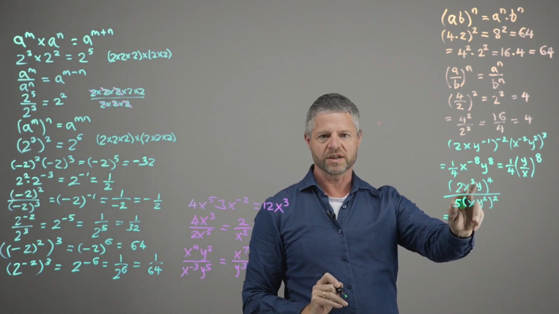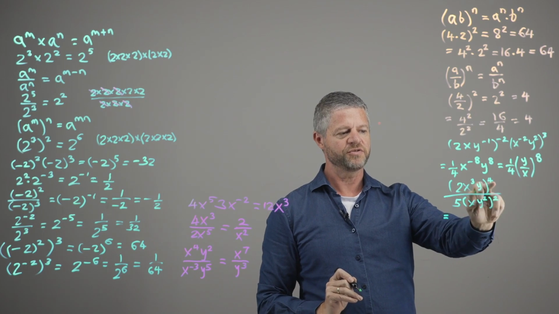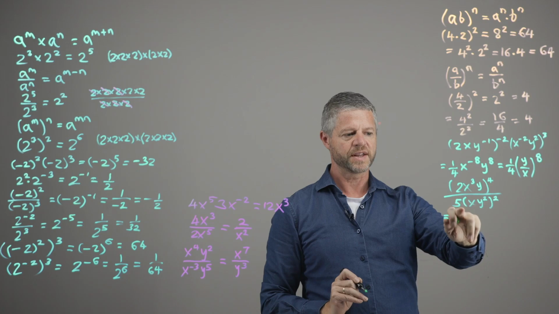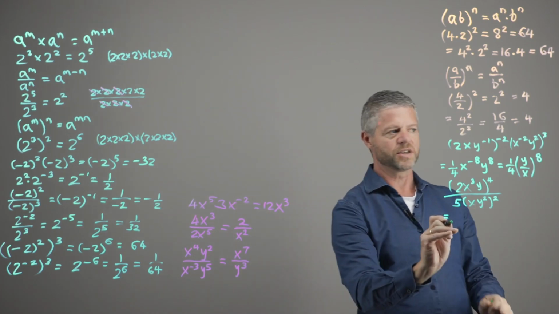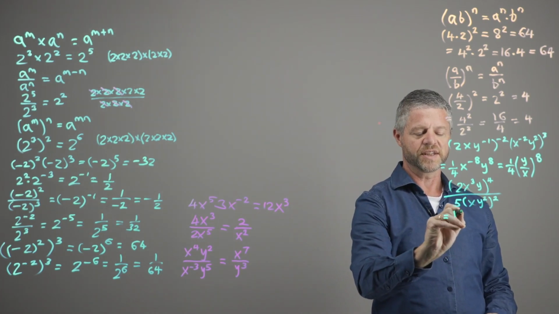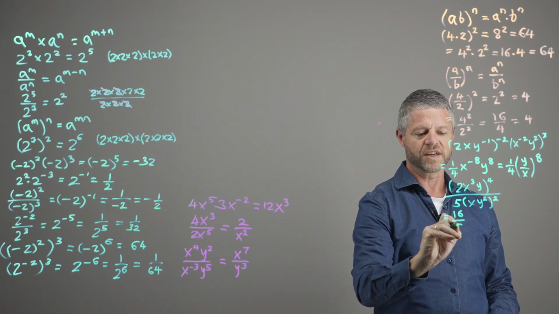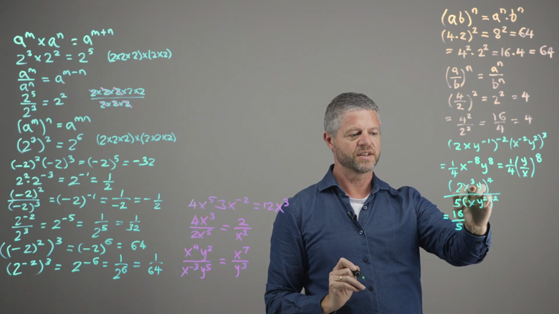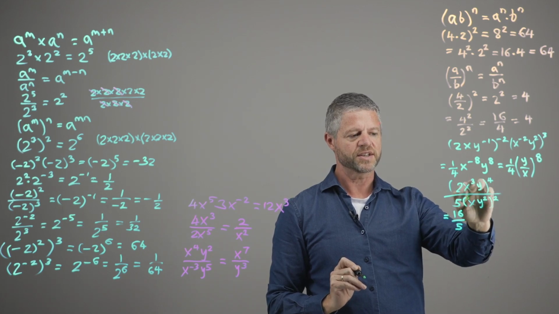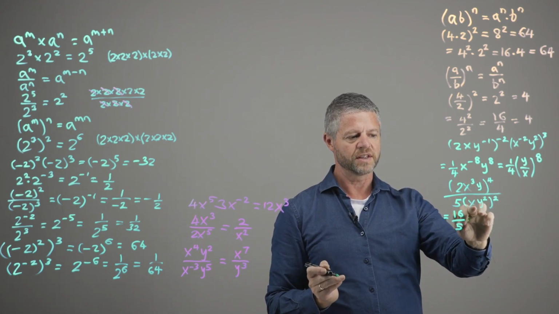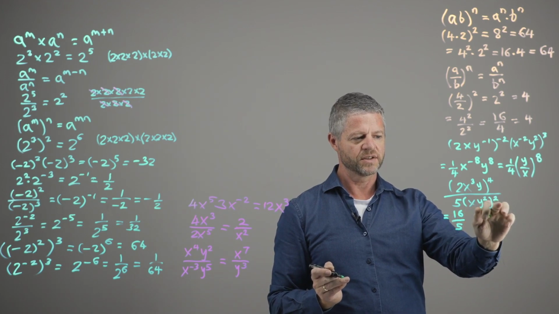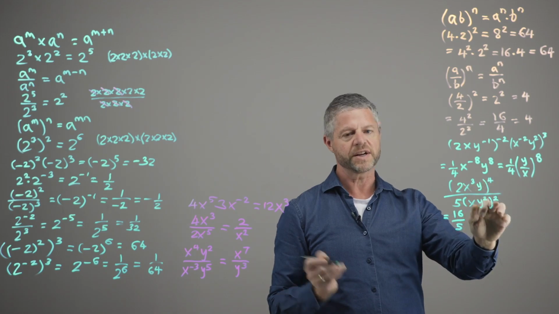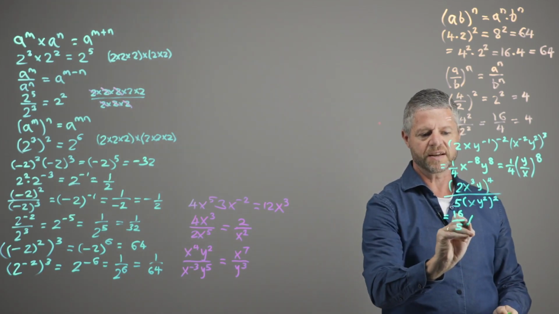So looking at the constants first, I've got 2 to the 4, which is 16, and then I've got just a 5 in the denominator, so I've got 16 over 5. And then looking at the x's, I've got x cubed to the 4, so that's going to be x to the 12. In the denominator, I've got x squared, so x to the 12 divided by x squared would be x to the 10.